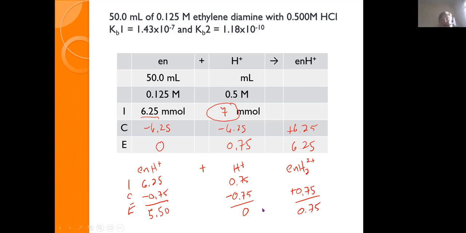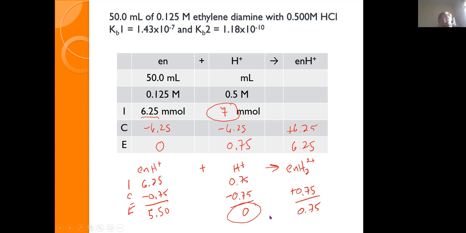If on the second ice table we still had a number under H plus, we would say, okay, we still have strong acid left. Is there anything for it to react with? The answer is no, because enH2 2 plus does not act as a base. It's fully protonated. It cannot accept another proton. We know that because we were told that ethylene diamine only has 2 Kbs, so it can accept 2 protons, and it has now accepted 2 protons. So if we have a number left for H plus, there's nothing else for it to react with. We're actually past the last equivalence point, and then we would treat it as a strong acid. We would take the millimoles of H plus left over, put it over the total volume to give us concentration, and then treat it as a strong acid.